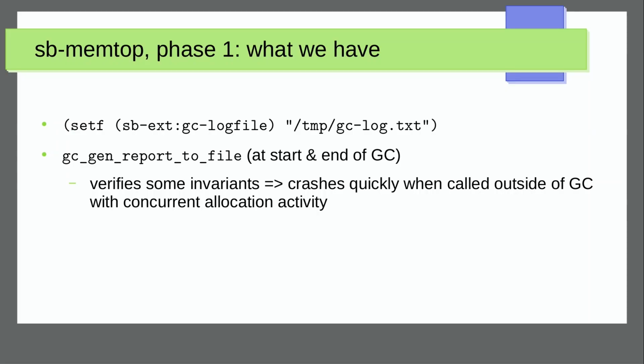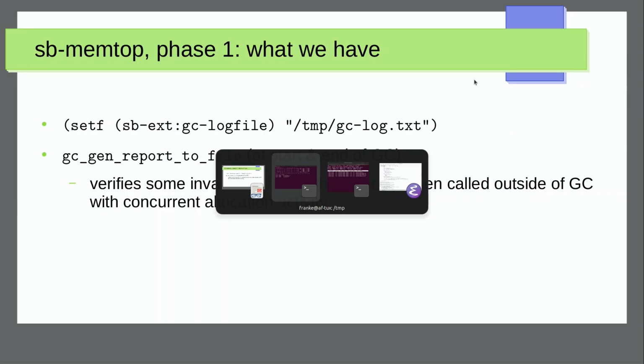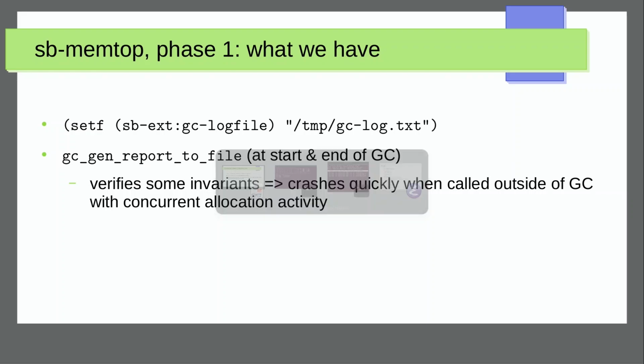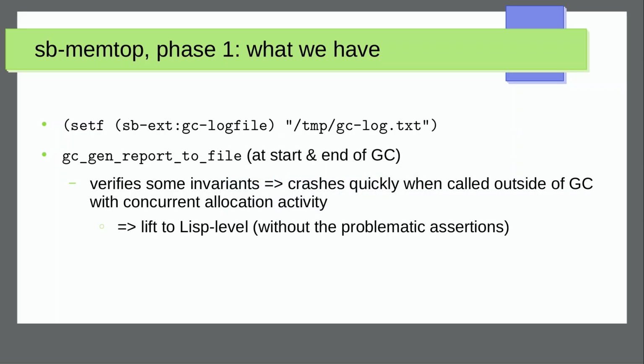The thing is, if we use the C-level function, and there is concurrent activity doing allocations going on, then it will at some point crash, reliably, very quickly. So what do we do? We lift it to Lisp level, and without these problematic assertions, and then it doesn't crash anymore.